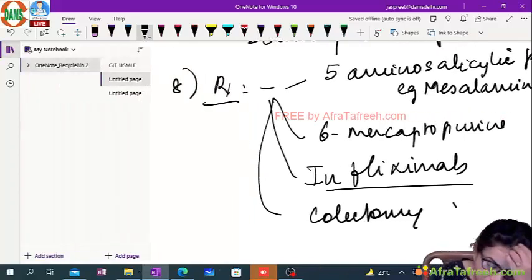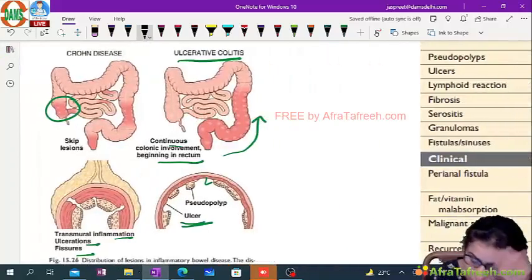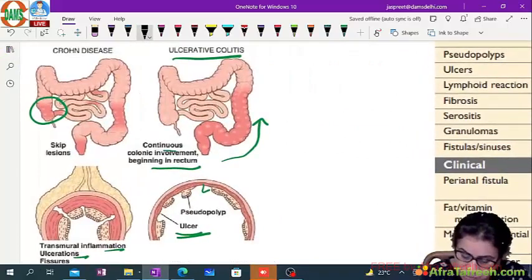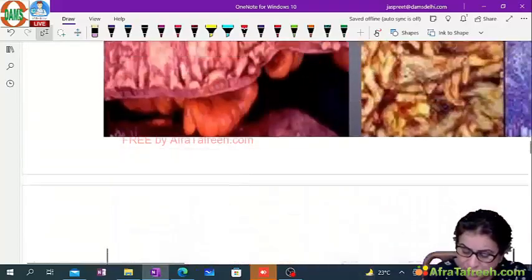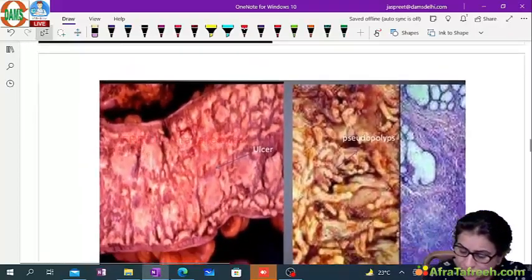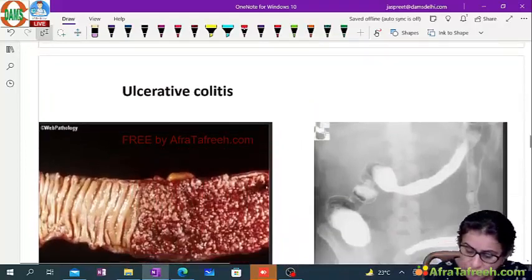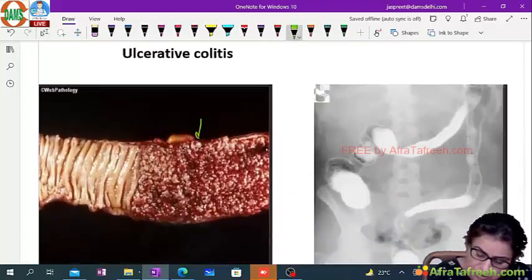So let us look at the pictures of ulcerative colitis. As I showed you, there is continuous bowel involvement starting from the rectum going proximally, and you have these large broad-based ulcers and pseudo polyps. Now these are pseudo polyps here.